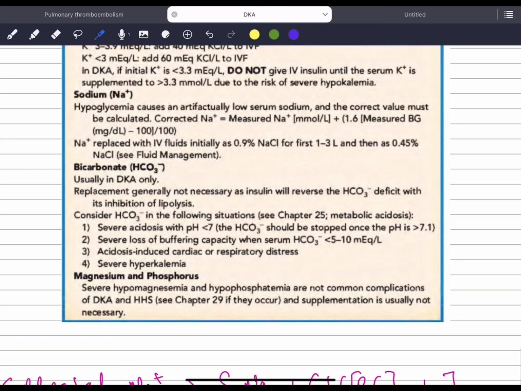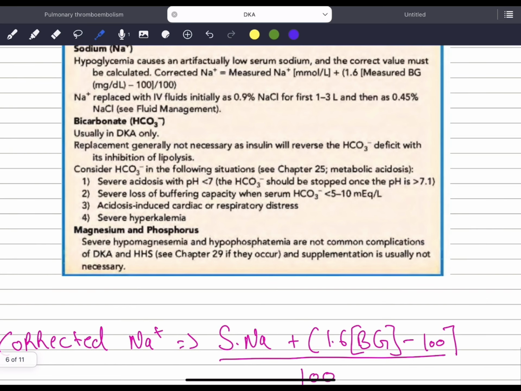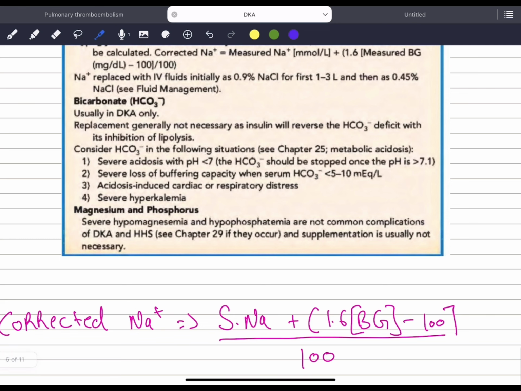Bicarbonate is generally not suggested in DKA, but there are some conditions where we give bicarbonate in DKA, which are severe acidosis. If the pH goes down below 7, then we should give it, but it should be stopped when the pH is normalized. Also with severe loss of buffering capacity, when serum bicarbonate is less than 5 to 10 milliequivalents per liter. If acidosis-induced cardiac or respiratory distress occurs in the patient, we need to give bicarbonate. If there is severe hyperkalemia, we need to give bicarbonate, right?